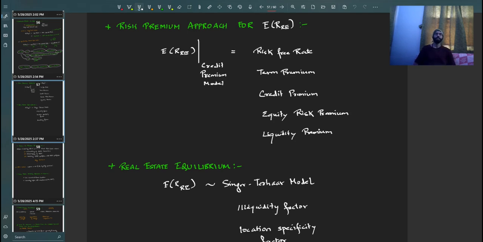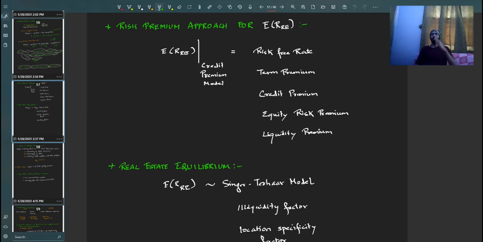Now we discuss the risk premium approach for measuring the expected returns on real estate investments. So friends, we have done the risk premium approach previously, right? First, we add the risk-free rate. Then we add the term premium or the length of duration premium. Then we add the credit premium. Then we add the equity risk premium, or you can say capital gains or losses premium. Also, we add the liquidity premium.